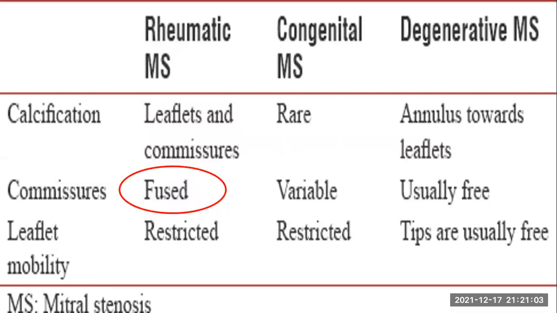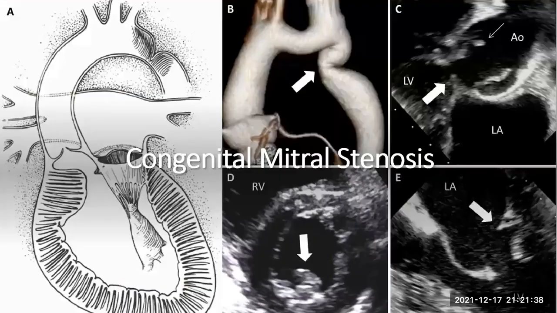So we're gonna differentiate the two most important pathologies in the pediatric population, which are rheumatic mitral stenosis and the congenital one. And most important to differentiate between them is the fusion of the commissures, which is most prominent in rheumatic mitral stenosis. We can also see in rheumatic mitral stenosis some calcification of the leaflets and commissures with a restriction of the leaflet anatomy and mobility.